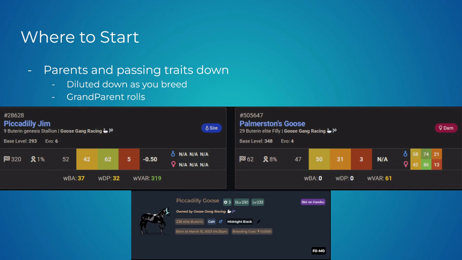As you breed horses, you will slowly lose variance, and you have the added ability to get a grandparent role, which will impact the breed, and you might get some results slightly different than just the average of the 2 parents. You can see here on Palmerston's Goose, both of the parents actually have very high DP. So I'm not going to spoil anything, but I think I got a grandparent role with this horse, and it actually has slightly higher DP than I was expecting. So let's go through the free race results for Piccadilly Goose.